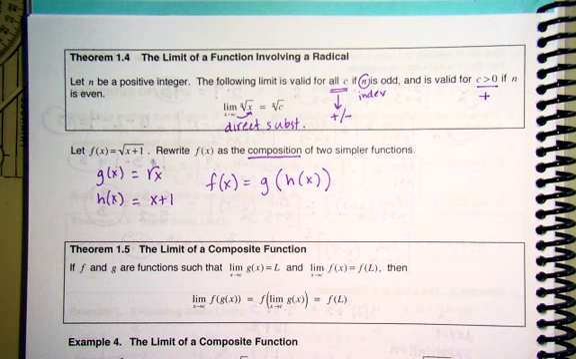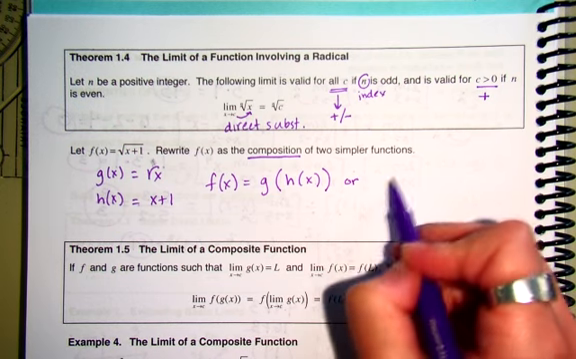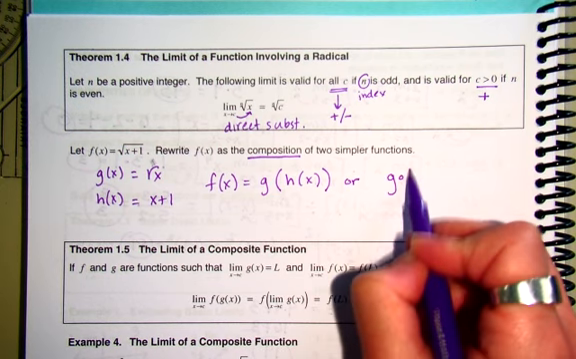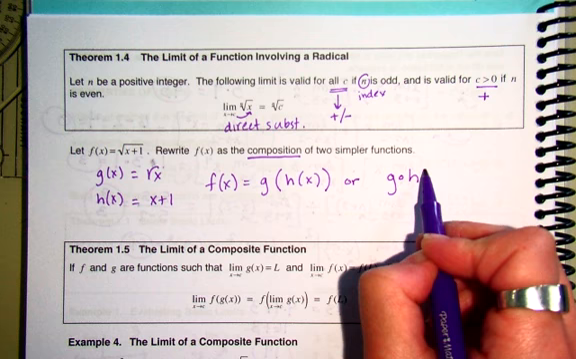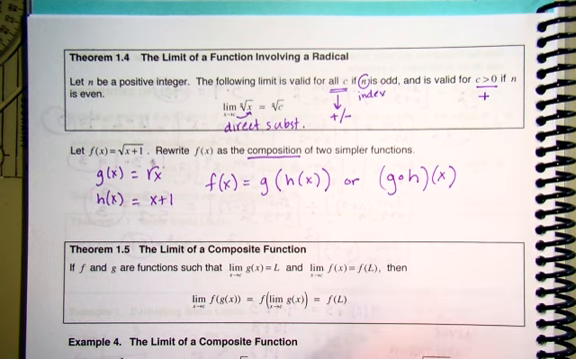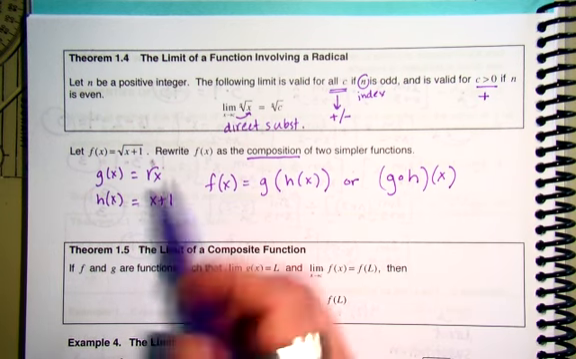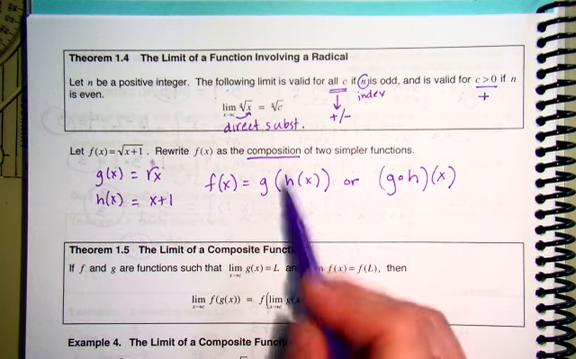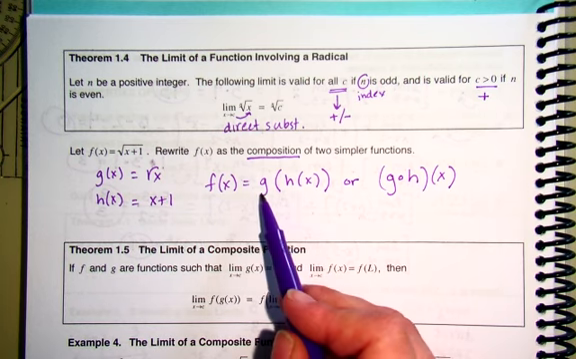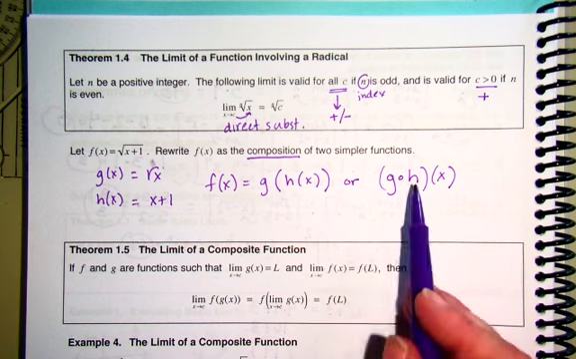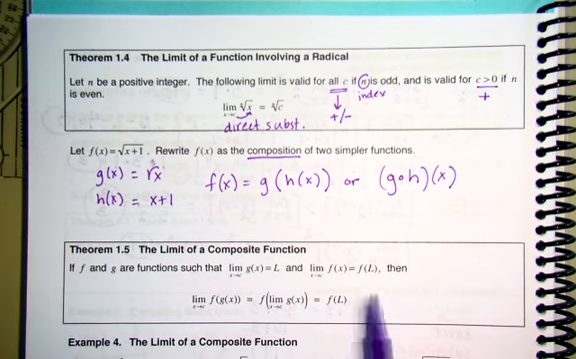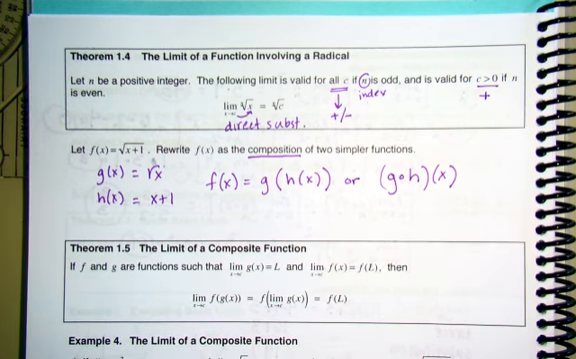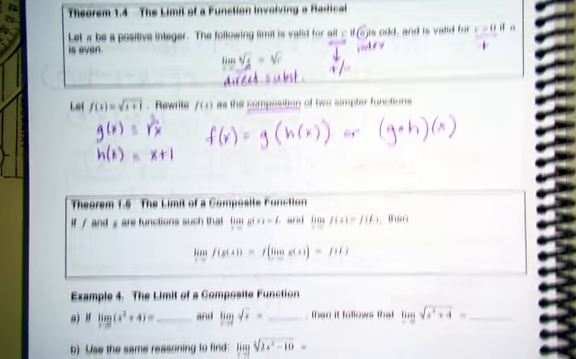The other way you could write this is with that little o, right? Remember that? g of h of x. So we're taking the square root of this other function. We're taking h and plugging it into g. Remember how that worked? Just a reminder on function composition, because now our next theorem talks about the limit of a composite function. So here we go to the next one.